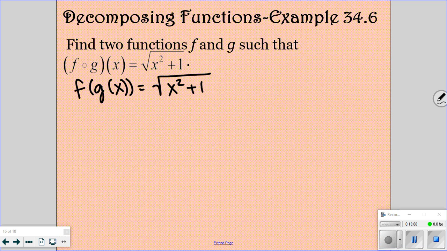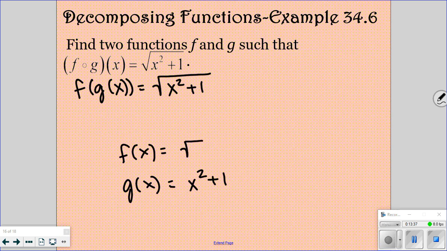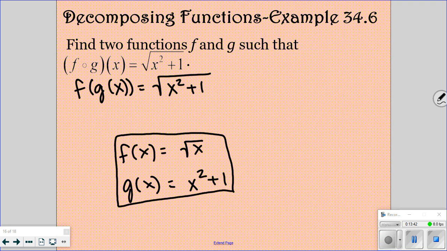So we have the composition. They tell us f of g is the square root of x squared plus 1. And you're trying to find f and g, such that when you compose them, you get this. So you should be seeing two things. One thing is the square root, and the other is the x squared plus 1. So we took the x squared plus 1 and put it inside of the square root. So that means that our g of x is x squared plus 1, and our f of x is the square root of x. And so that would be two functions that would work.